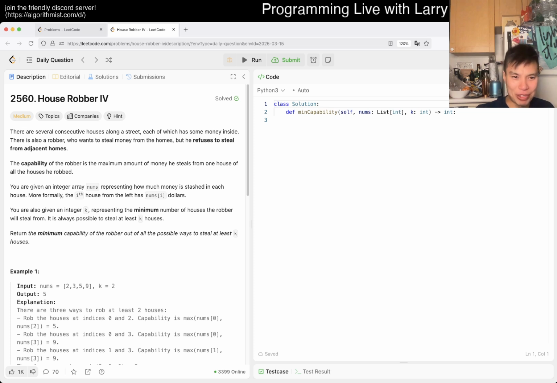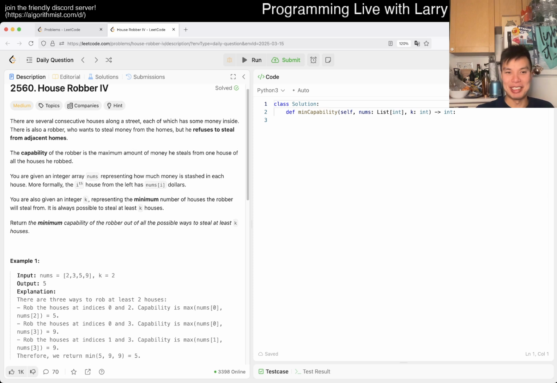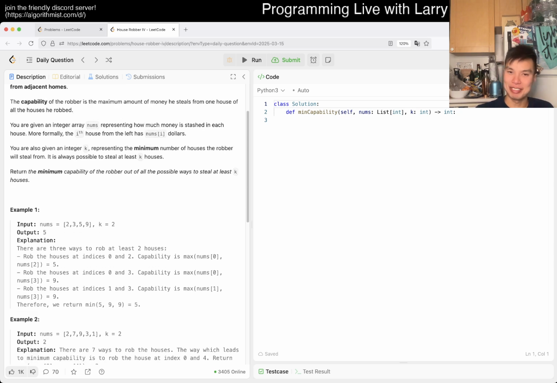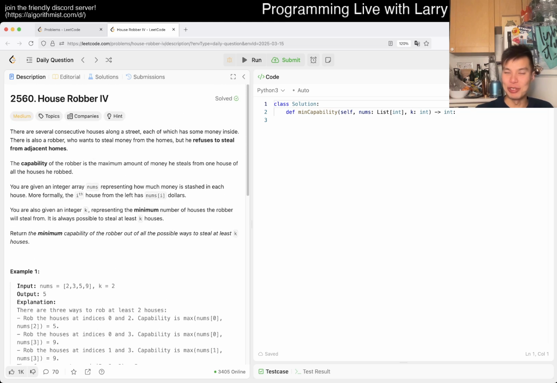I thought I missed the word reading, but I guess they missed the word. I mean, stealing houses would be pretty intense, but yeah. Return the minimum capability of the robber out of all the possible ways to steal at least k houses. Come on, man. Steal houses. Okay. Anyway. It's almost like it was written by Google Translate or something. I don't know. But anyway, okay.